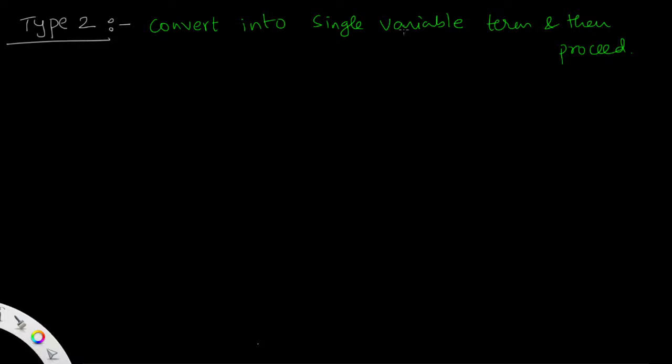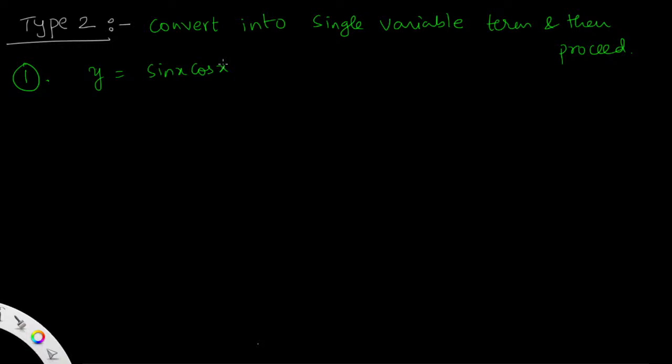Convert into a single variable. Whatever terms are given, if 2 or more terms or functions are there, you first convert them into only a single term. For example, the question is: find the maximum and minimum values of y equal to sin x into cos x. Sin x into cos x is given, so two functions are there. We have to observe that this problem will use the type 2 method, that is, convert into a single variable term.